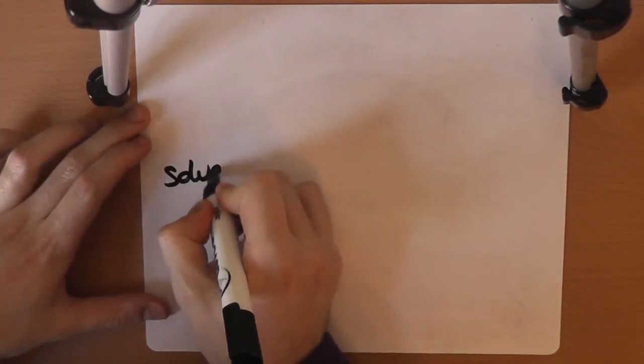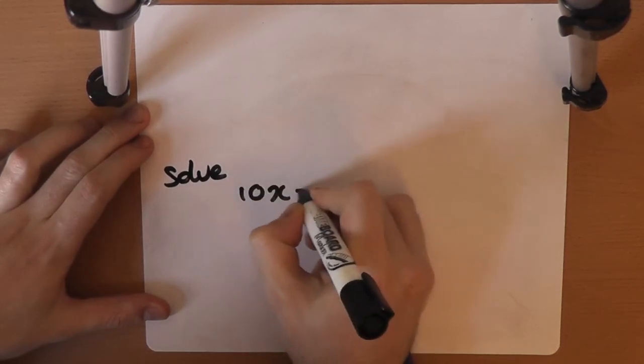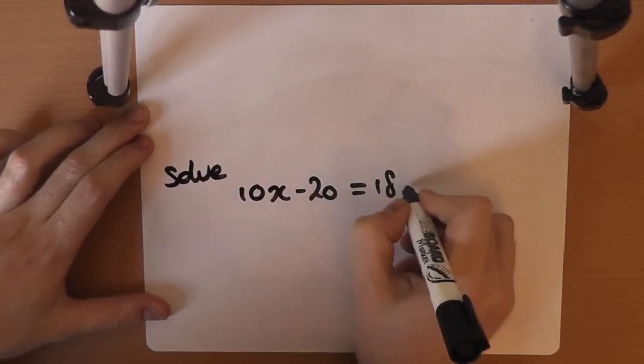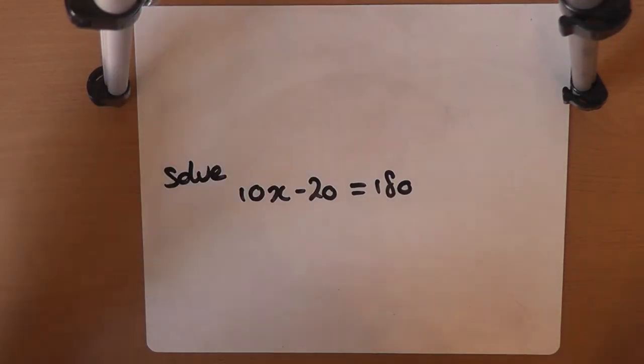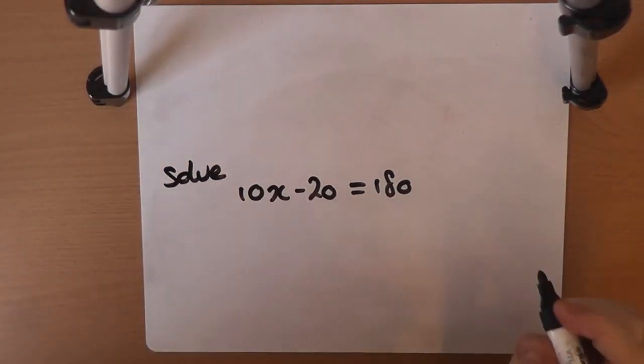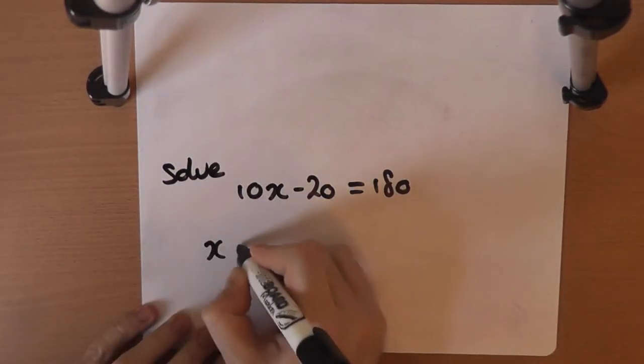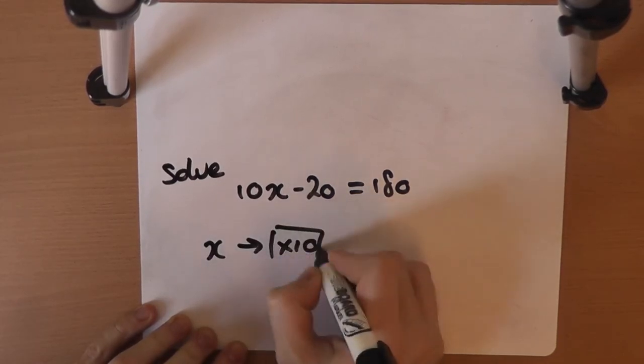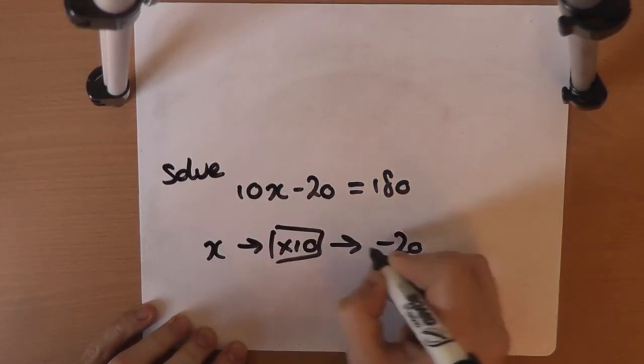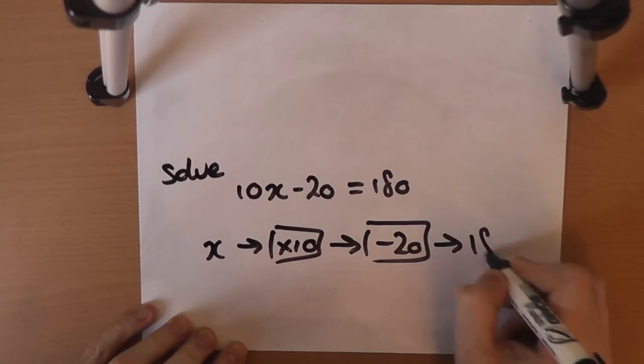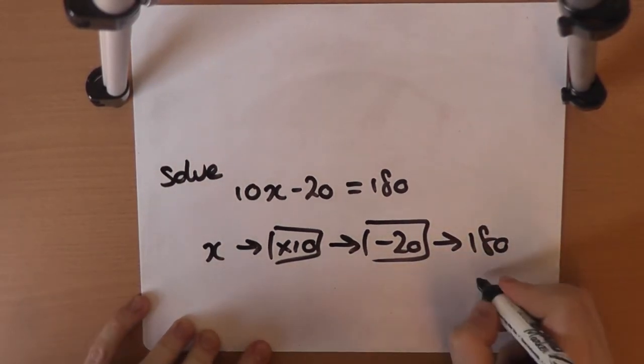So the question has now become, solve 10x minus 20 is 180. Numbers are bigger, but that's okay. We're dealing with 10s and 20s, it's not that bad. We're going to start with the x, we're going to times it by 10, that's our first step, and then we're going to take off the 20, and that gives us the 180. So there's us building the equation going forwards.